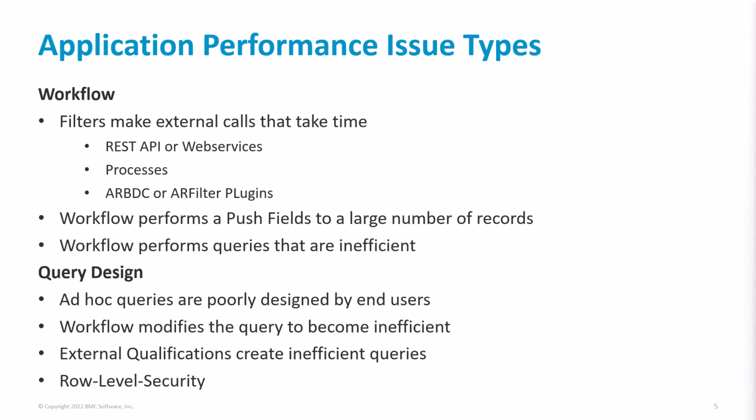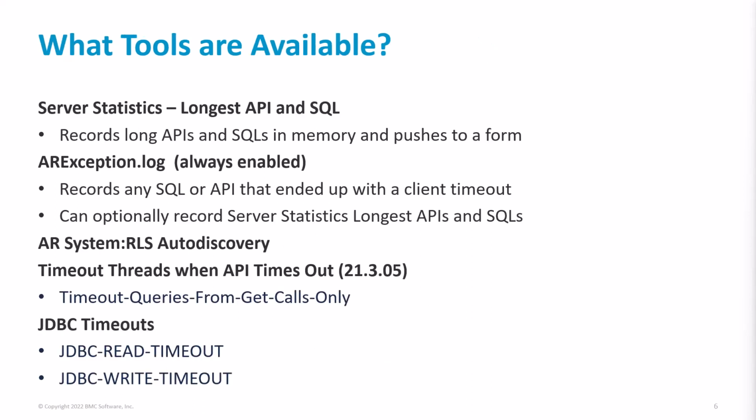External qualifications are queries that are built with workflow and then used in table fields or other workflow. Since workflow creates the qualification, it doesn't always create the most efficient query, and that could also cause a performance issue. Lastly, row-level security, which I'm going to go into more in a later slide, can add a lot of complexity to an otherwise efficient query. So row-level security can sometimes make a query less efficient.